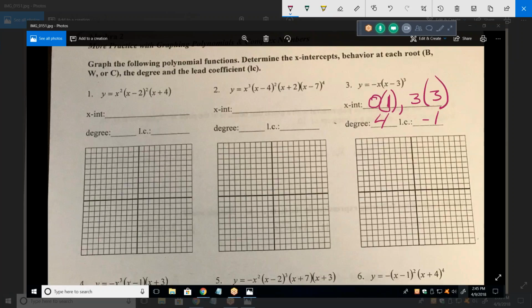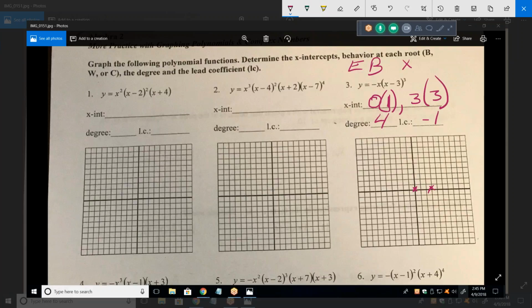Okay, so we have an x-intercept there. We have an x-intercept there. They're both odd, so what does that mean the curve's going to do at those x-intercepts? It's going to bounce or go through? Go through. Okay. So what's the next thing we need? The end behavior. Okay.